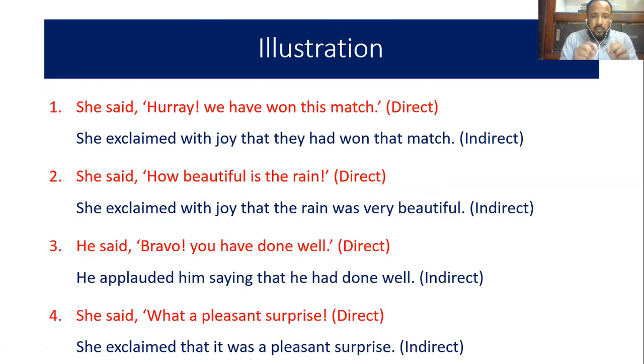He said, "How beautiful is the rain." He exclaimed with joy that the rain was very beautiful. Now you can see very easily over here, said is changed into exclaimed with. See the expression. If it is of grief, then you have to say exclaimed with grief. If it is of happiness, you have to say exclaimed with joy, like that. So according to the mood, as we have changed the imperative sentences to ordered, requested, similarly we have to change the sentence right here according to their moods.